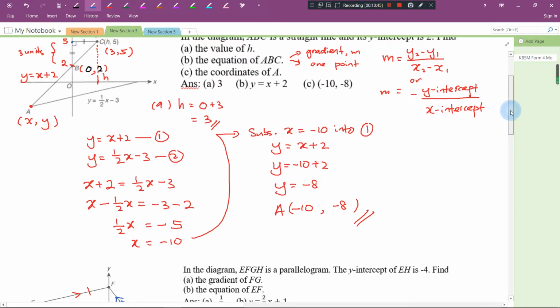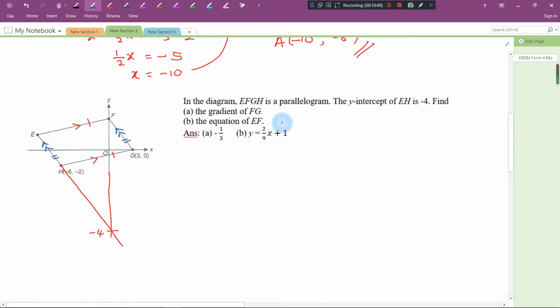or negative y-intercept over x-intercept. It means that we need 2 points, right? So now we focus on FG, which is over here. I have 1 point here, but I don't have the coordinate of F. So how do I get the gradient of FG? Since the question tells you this is a parallelogram, it means that this and this are parallel, this and this are parallel. So we know the gradient of FG is actually equal to the gradient of EH, because they are parallel to each other.